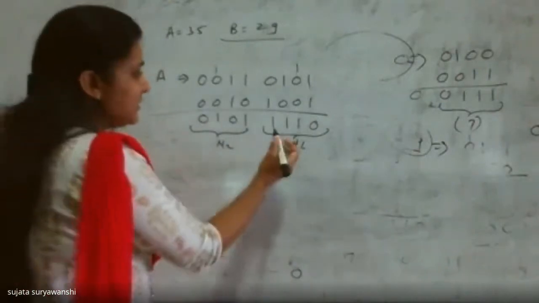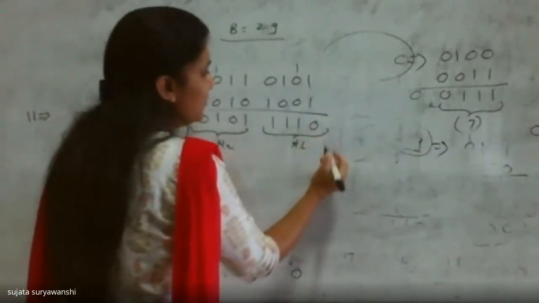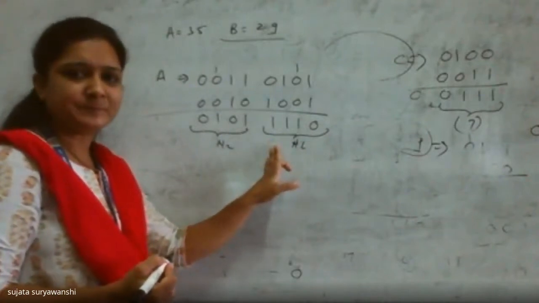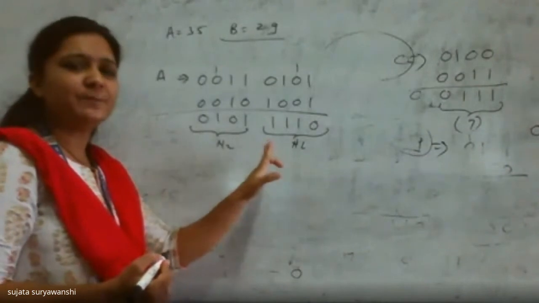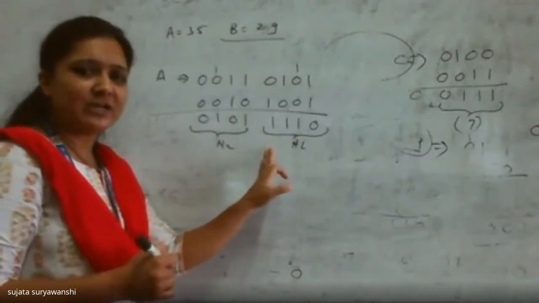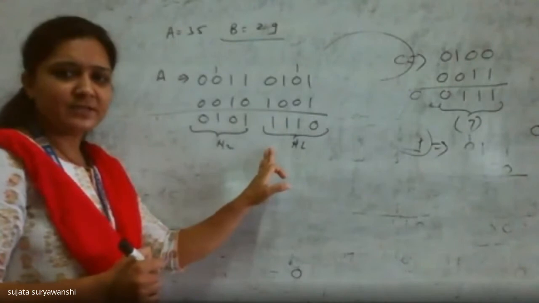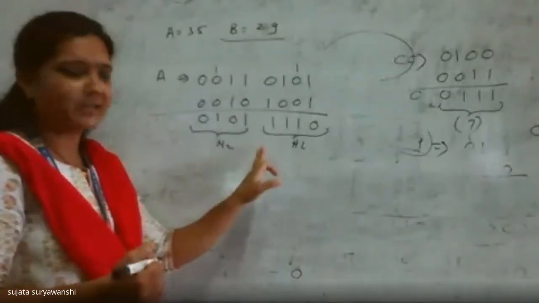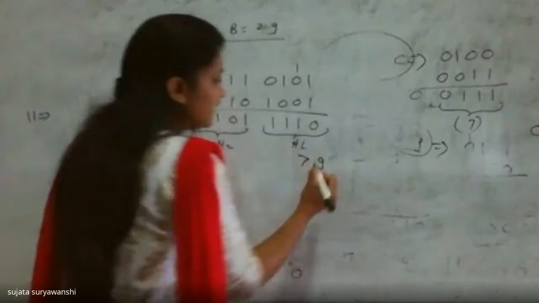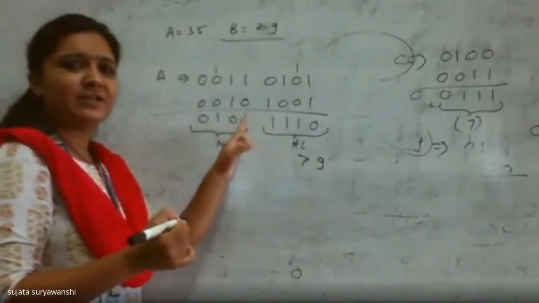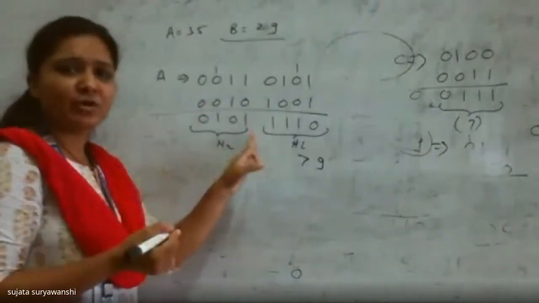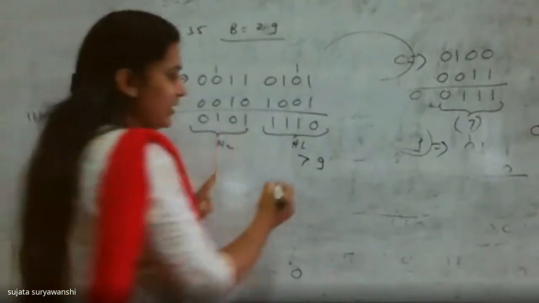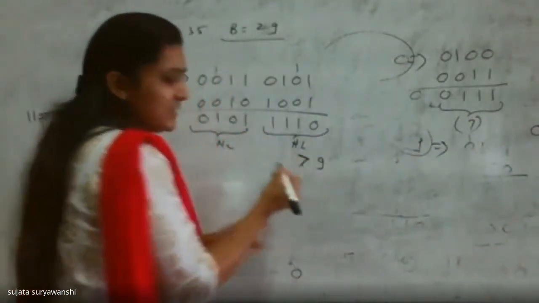Okay. Now consider this 1110. What is the decimal equivalent of 1110? Can you tell me? Whether it is greater than 9 or less than 9? Yes, greater than 9. It is 14 and it is greater than 9. But tell me whether it gets carry or not. We are not getting carry here. But the condition is what? The sum is greater than 9.